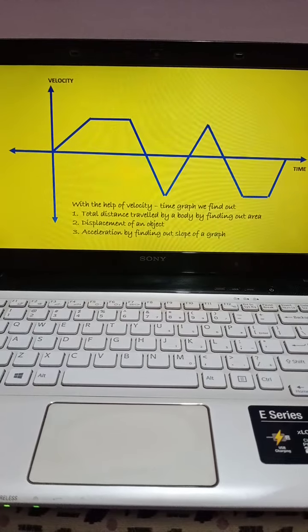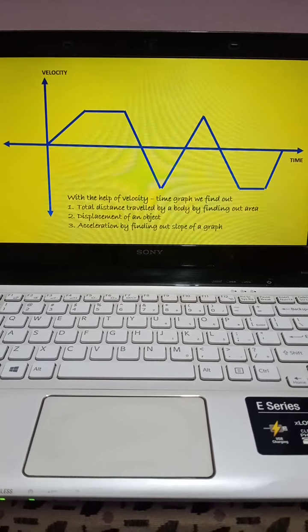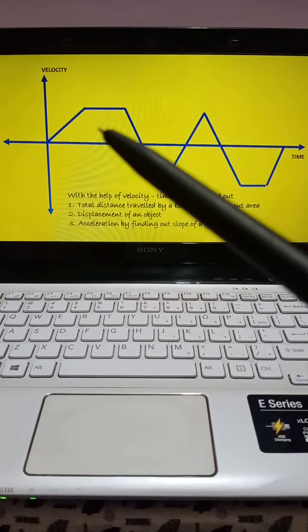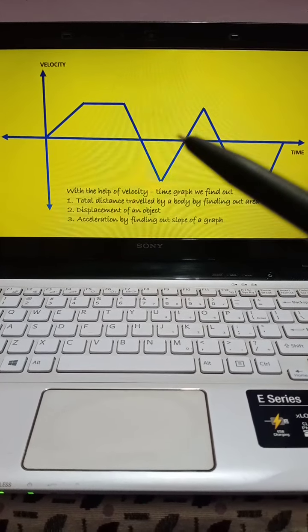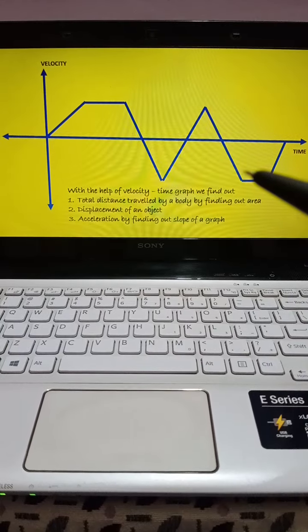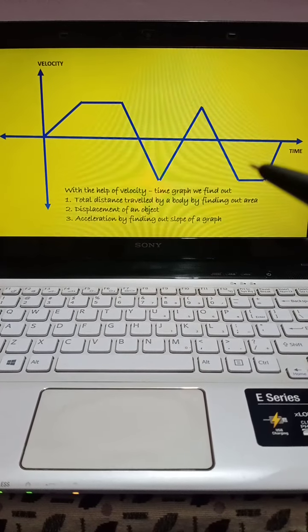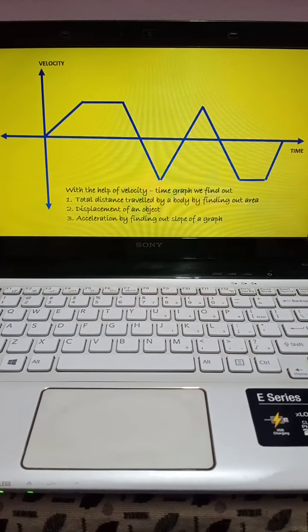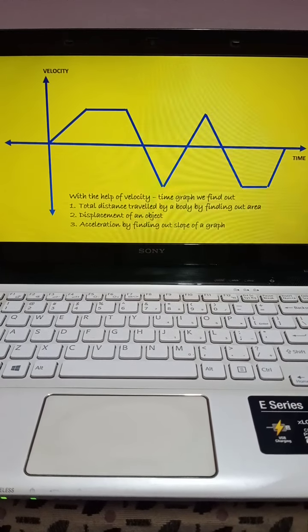If we want to find out the total distance traveled by an object, we are going to find out the area of this shape of the graph, which is a trapezium. This is a triangle, this is another triangle, and this is another trapezium. When we find the area of all these shapes, we can find the total distance traveled by the object.